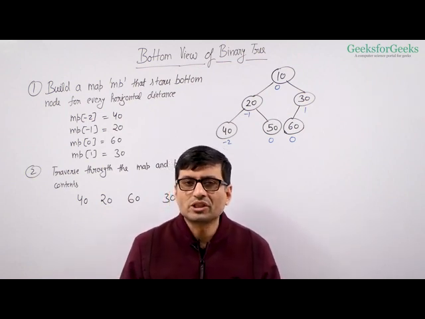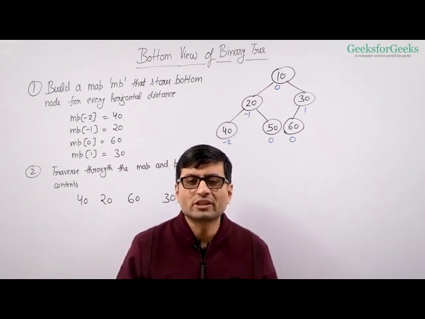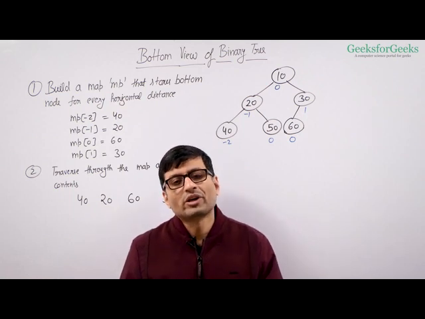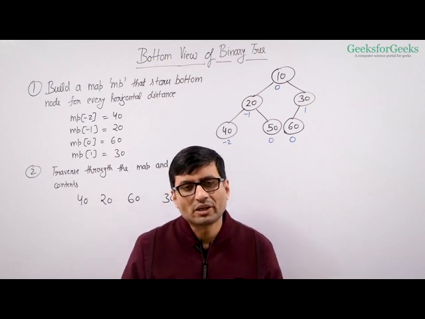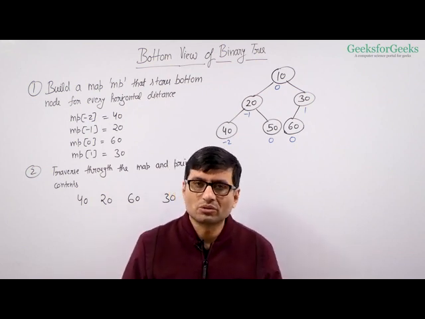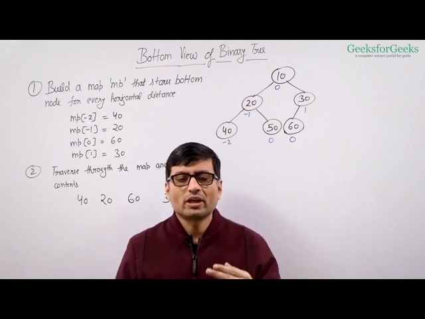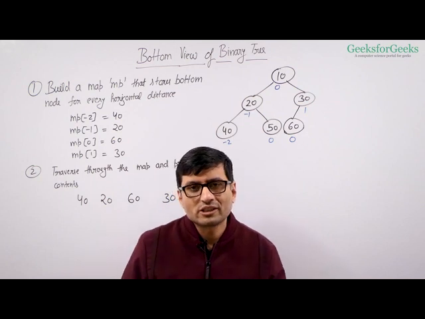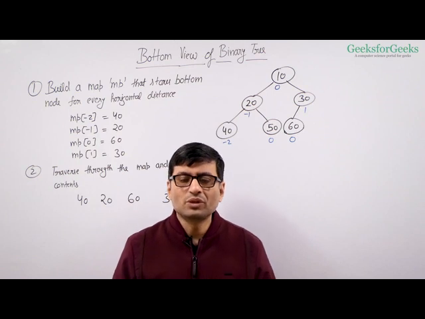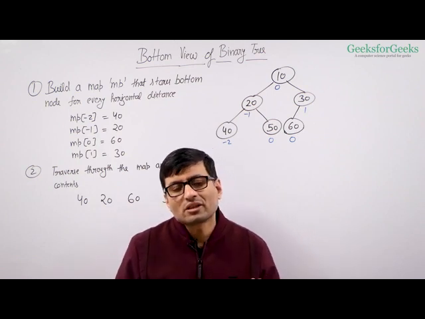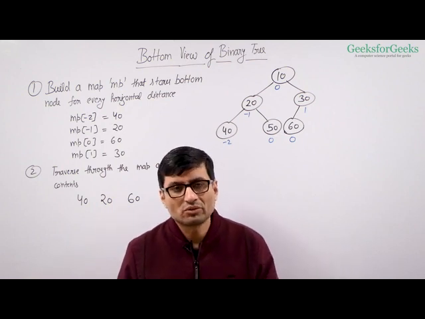So we are going to traverse the nodes and put their horizontal distances as keys and these nodes as values. In vertical traversal, we were putting every node for a horizontal distance in the map. Here we only need the bottom node. So whenever we see a node for a particular horizontal distance, if there is no node for that horizontal distance in our map, we insert it. If there is a node for that horizontal distance, we override that node with the current node.